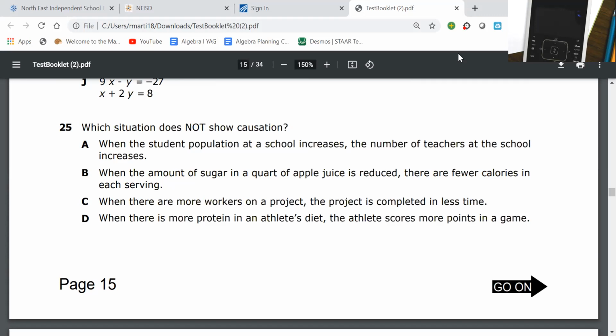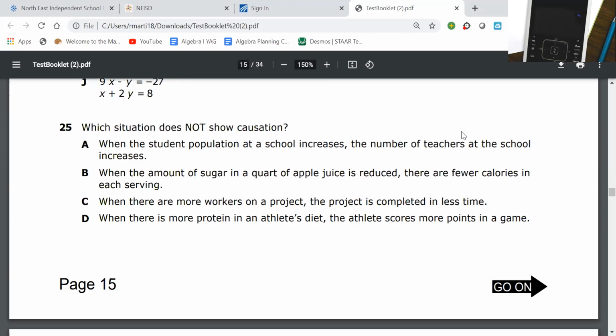B, this is a good one for causation. When the amount of sugar in a quart of apple juice is reduced, there are fewer calories in each serving. Are there calories in sugar? Yes. Are there calories in sugar? Yes, there are. Okay, good job. So if you reduce the amount of sugar, there are going to be fewer calories. That is definitely causation.